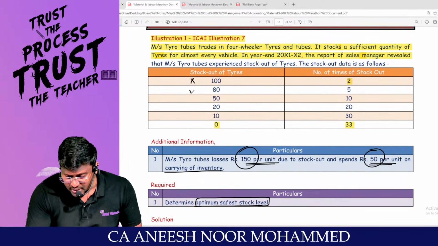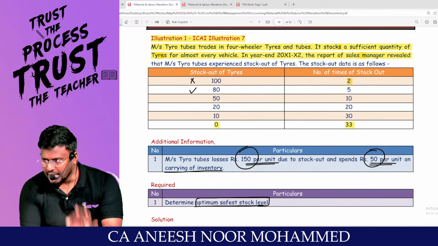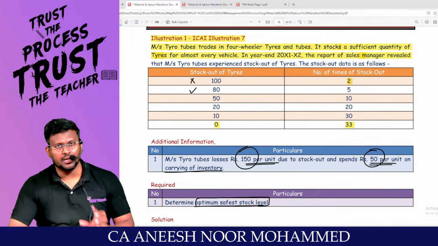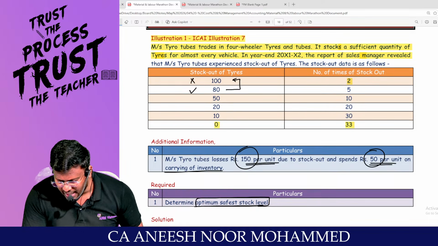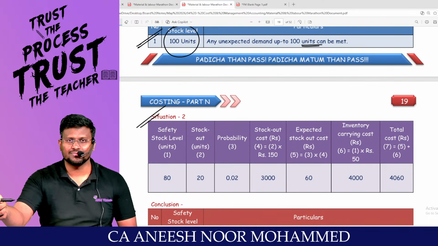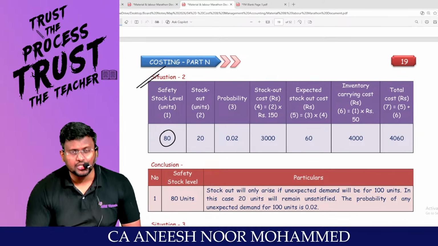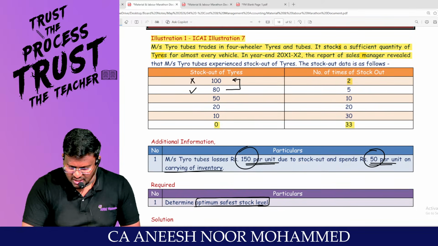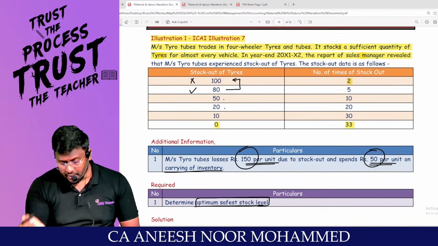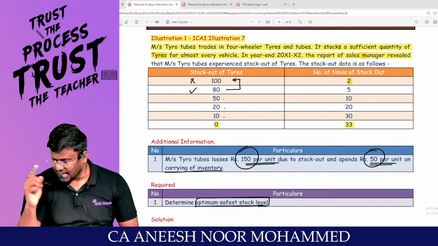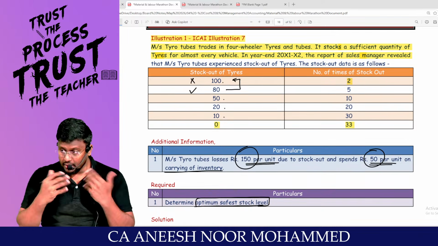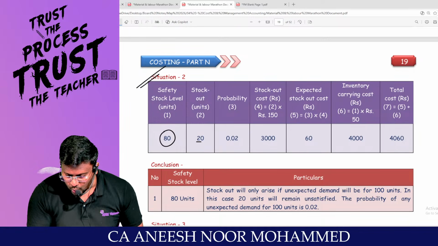What is situation number 2? In this, I am deciding to keep a safety stock of 80 units. What is the problem? If I keep a safety stock of 80, there is a chance that some customer will come and ask for 100 tires. Then I can't deliver 20 tires. I can deliver only 80 tires. If some customer asks for 50 tires, I can deliver 50 from 80. If some customer asks for 20 tires, I can deliver 20 from 80. If some customer asks for 10 tires, I can deliver 10 from 80. But if a customer comes and asks for 100 tires, I can deliver only up to 80 and my stock out will be 20.